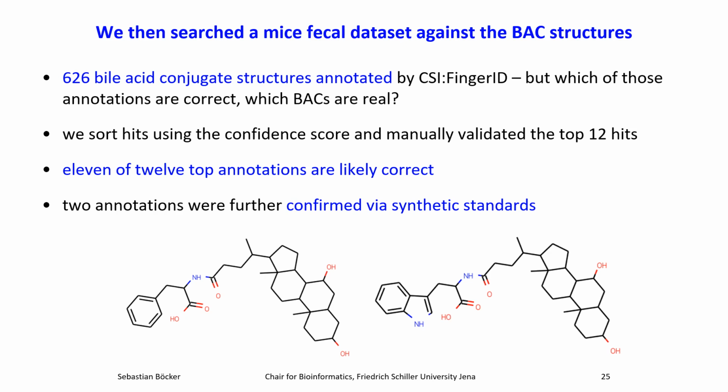Luckily, we now have the confidence score and we can sort those hits based on our confidence that they are correct. Then we looked at the top 12. Why 12? Why not 12? 12 is 3 times 4, so nice to show in a figure. Anyways, we found that from these 12 hits, 11 were probably correct based on manual interpretation of the data. And for 2, luckily, we were also able to confirm them via synthetic standards.